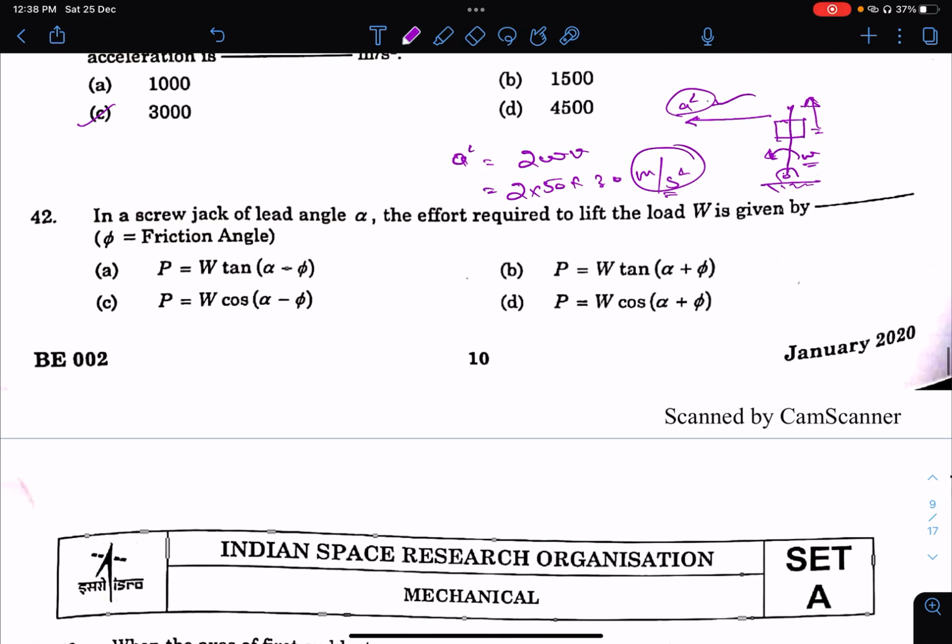Question number 42: in a screw jack of lead angle alpha, the effort required to lift the load W is given by... So its formula is P is equal to W into tan of alpha plus phi.